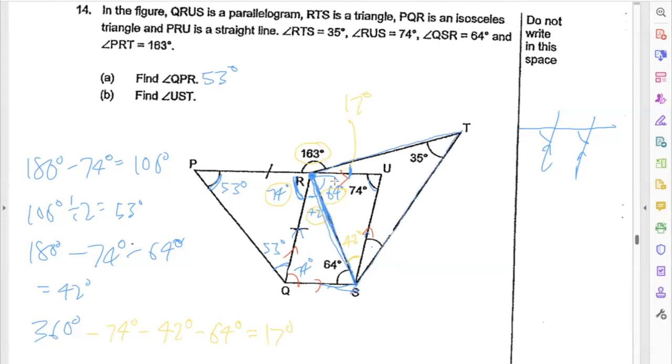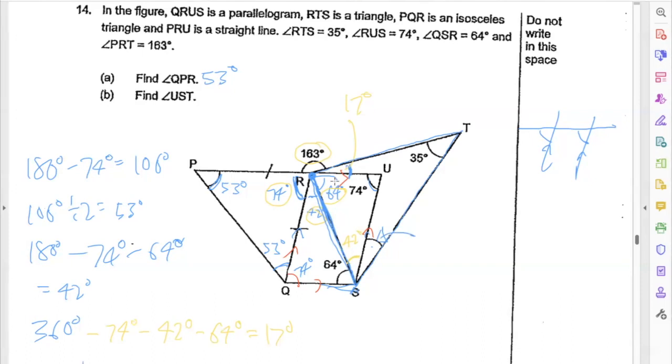Focus on this triangle, RST. So angles inside a triangle add up to 180. The only angle inside this triangle, at the corner that I do not know, is the angle that we're looking for, right? All the other angles we know. We know 17, we know 64, we know 43, we know 35.